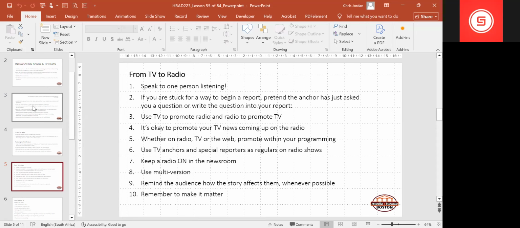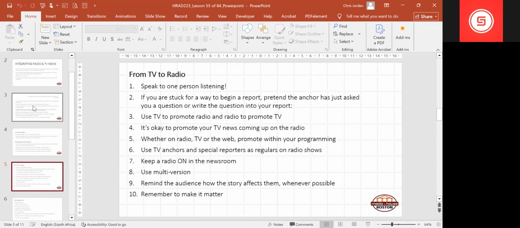Use TV anchors and special reporters as regulars on the radio show. As we said in the previous one, let's lend ourselves to expanding the scope of what we share with our listeners. Keep a radio on in the newsroom.